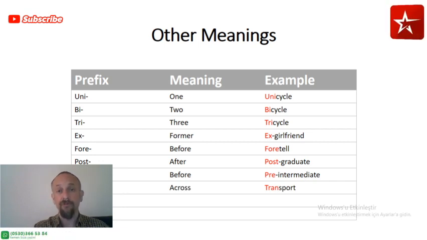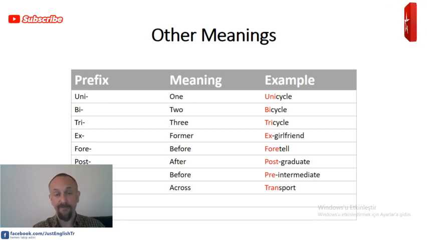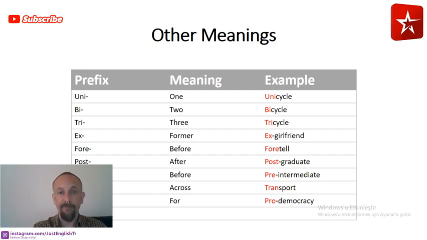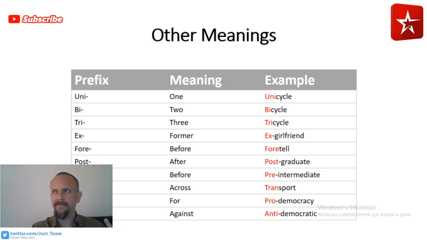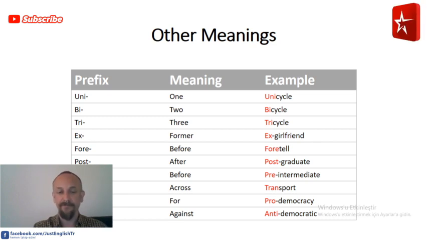Then we had trans, as in transport, and port, if you remember, means to carry. So transport is something which carries goods from one place to another, or it carries people from one place to another. Then we have pro, which means for, to support an idea, such as pro-democracy or pro-feminism. And then we have anti, which is the opposite, which means against. And we saw last week anti has two pronunciations. We have anti, I think it's British English, and anti, which is American English. Both are acceptable. You're going to be understood regardless of which one you use. And we had the example there, anti-democratic or anti-democratic.